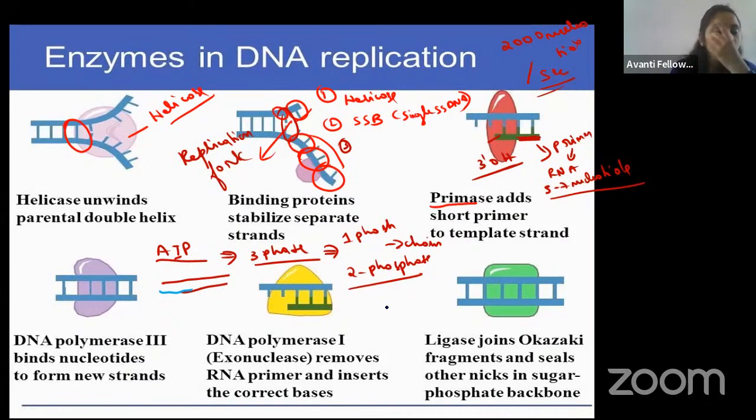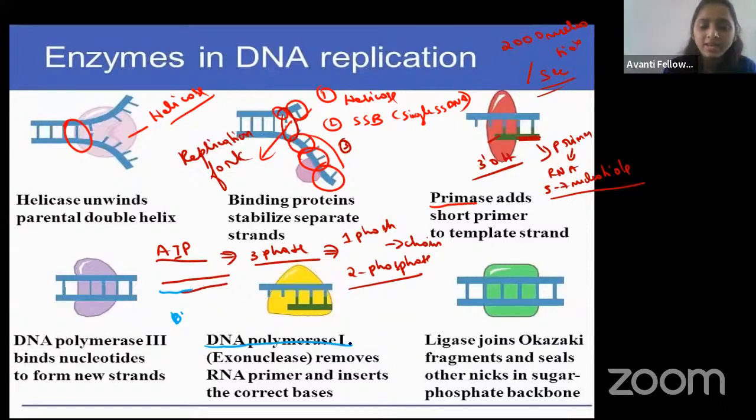Yes or no? We have to remove the RNA primer, right? Then who is going to remove it? Is our DNA polymerase 3 going to remove it? No, guys. Our DNA polymerase 3 is an addition enzyme. It is not going to come and remove that. So which enzyme is coming? Our DNA polymerase 1, remember. Our DNA polymerase 1 enzyme will come and it will remove the RNA primer, guys.